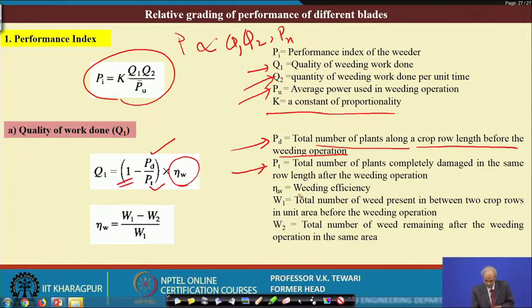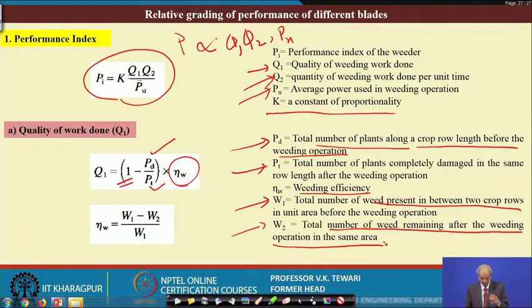This is the weeding efficiency, as I told you: how many weeds were there before and how many weeds are left after the operation. So, the ratio of the total number of weeds present in the two row crops, and the total number of weeds remaining after the operation in the same area. If you have these, then using this you are going to get the total quality of work done.